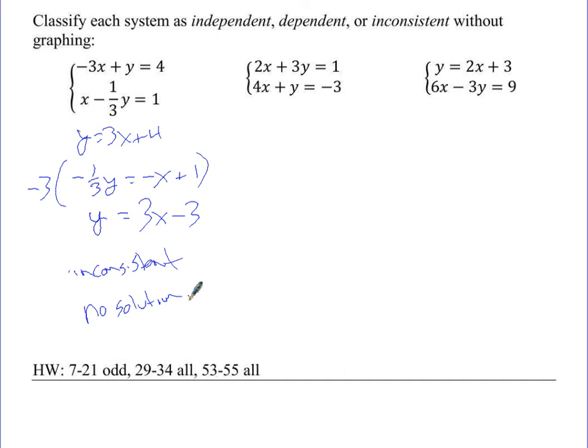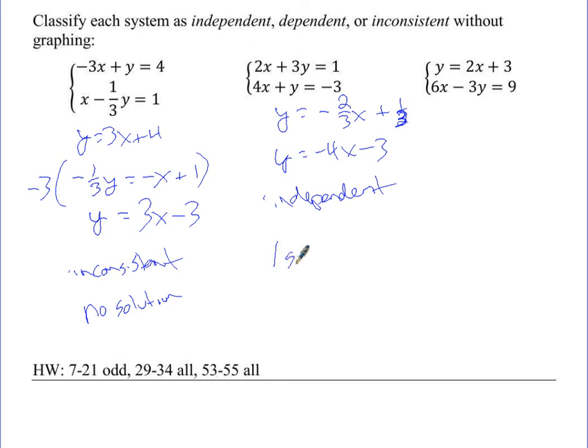So for the second one, I put this in slope-intercept form. I move the 2x over, and now I have negative 2x plus 1, divide both sides by 3. So I get y equals negative 2/3 x plus 1/3, sorry. My second one, all I got to do is subtract 4x from both sides, and I get y equals negative 4x minus 3. Look at the two slopes. They're totally different, which means that this is consistent, independent. They cross, which means there is exactly one solution.